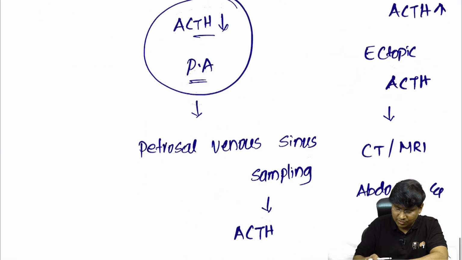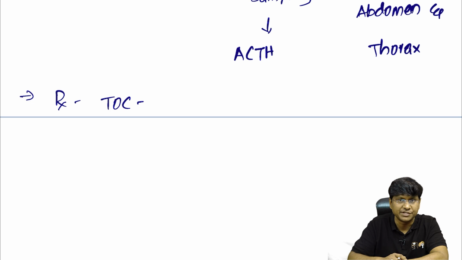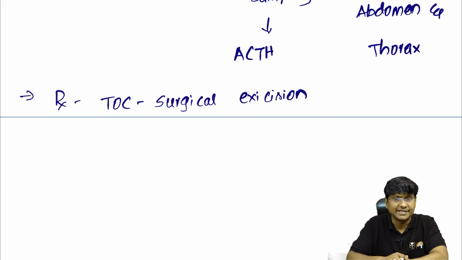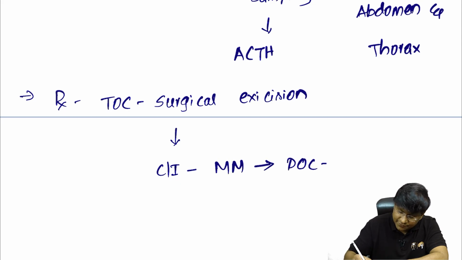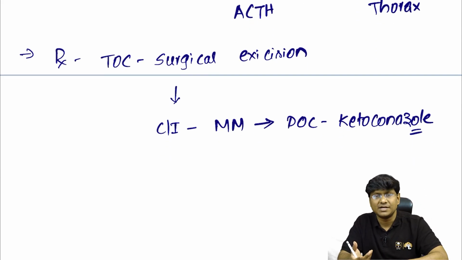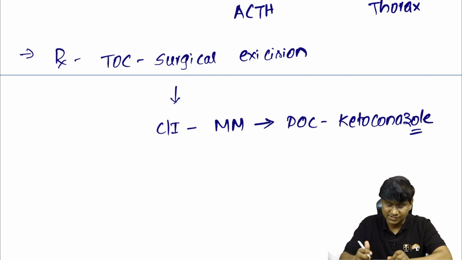Now, after having discussed the workup, you need to know the treatment. So what exactly is the treatment of choice for Cushing's? The treatment of choice will be surgical excision of the tumor, right? Now, if there is any contraindication for surgical excision, then you need to give medical management. And among the medical management, the drug of choice will be ketoconazole. Why are we giving ketoconazole? Because it is an adrenal enzyme inhibitor and it prevents steroid hormone synthesis, right?